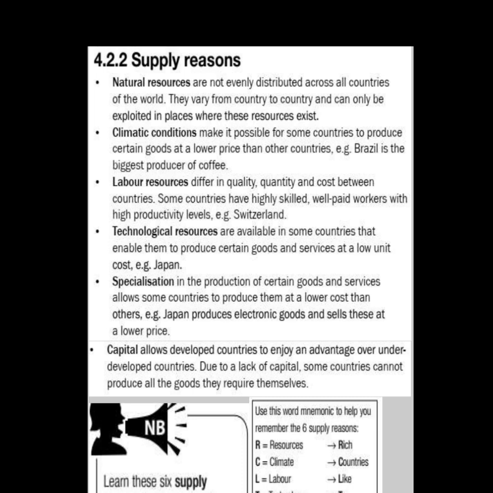We have technology resources available in other countries that enable them to produce certain goods and services at a lower unit cost, e.g. Japan. Just like I was saying, technologies and resources, you can find that other countries like Japan have technologies. They can make big cars like Jeep and all that, and you find that in our country, South Africa, we can't even produce our own car.